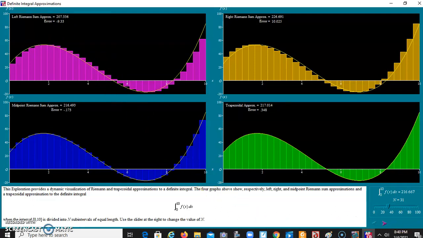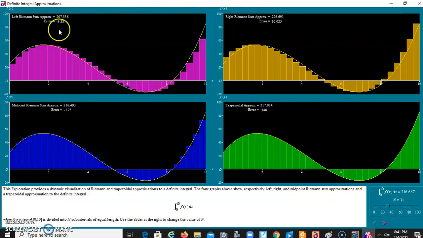Now, the true area under this curve is 216.66 repeating. This one came up 207, so it's under approximating by about 9.33. This right Riemann sum is over approximating by about 10. The midpoint Riemann sum is barely off. It's only under approximating by negative 0.173, and the trapezoidal approximation is off by 0.348. So again, the midpoint Riemann sum approximation is the best.